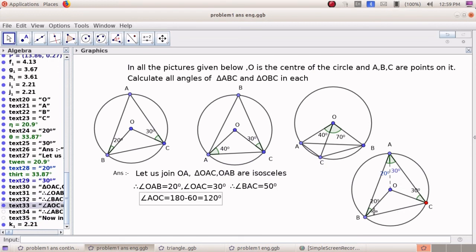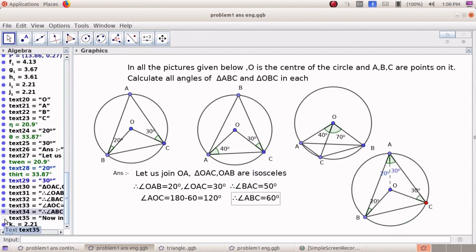Now angle B is equal to half of 120, that is 60 degrees. Now we have calculated angle B. Angle A is obtained as 50, angle B is 60, so angle C will be obtained from 180 by subtracting the sum of these two. 50 plus 60 will be 110. Therefore, subtracting that from 180, 180 minus 110 is equal to 70 degrees. This angle will be 70 degrees. Therefore, the angles of triangle ABC are 50 degrees, 60 degrees, and 70 degrees.